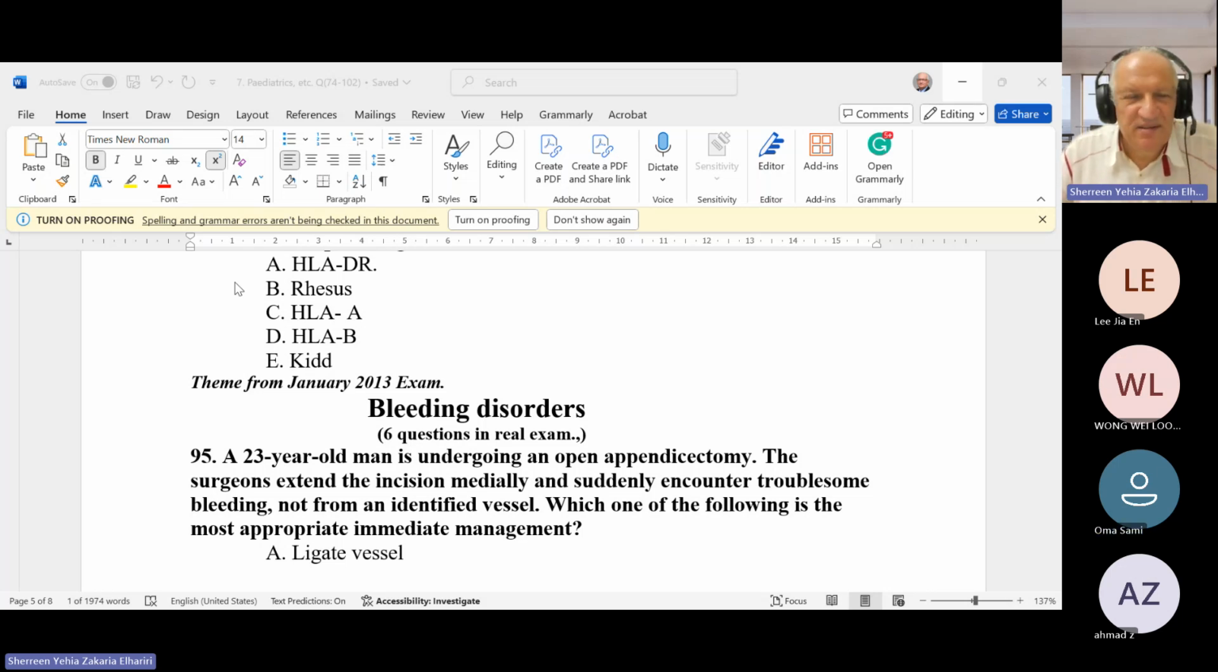But for how long you compress should be more than the bleeding time. What is the bleeding time? Anyone? Bleeding time, how many minutes or seconds?